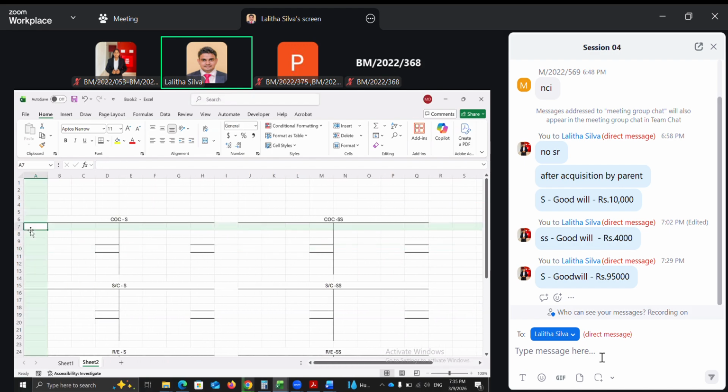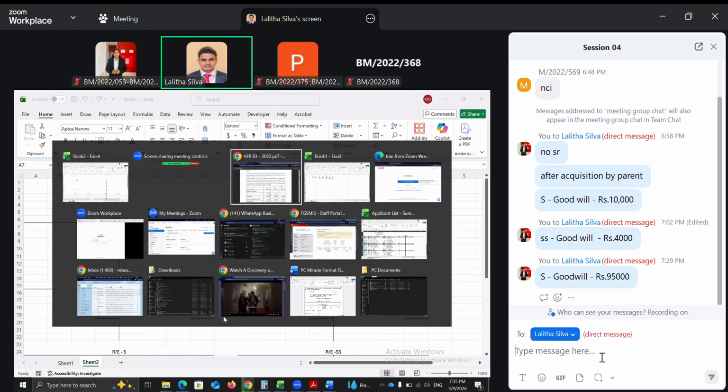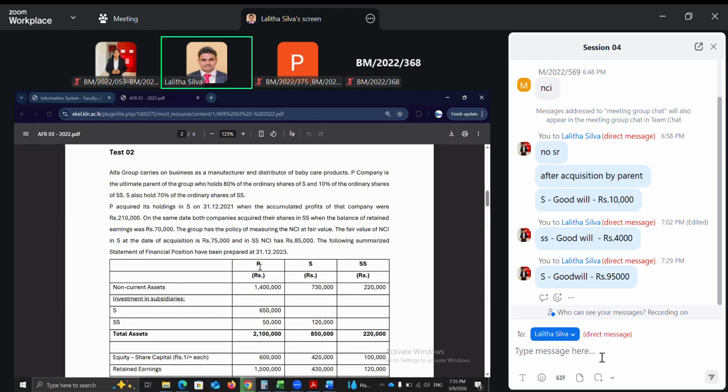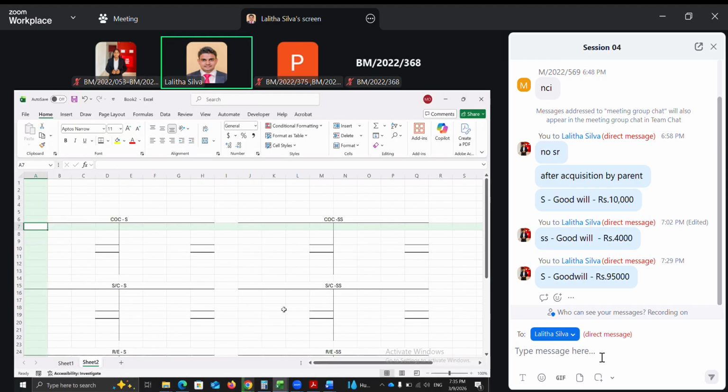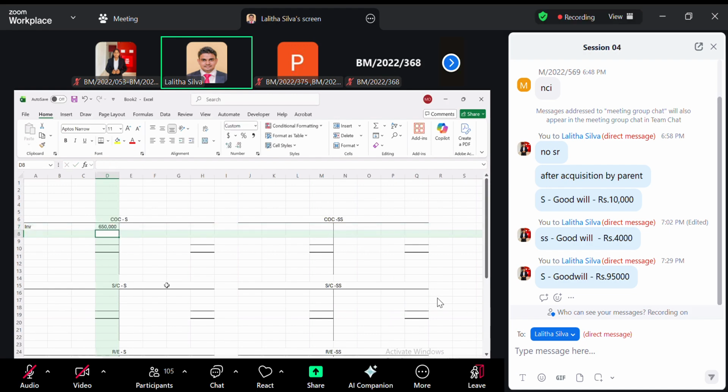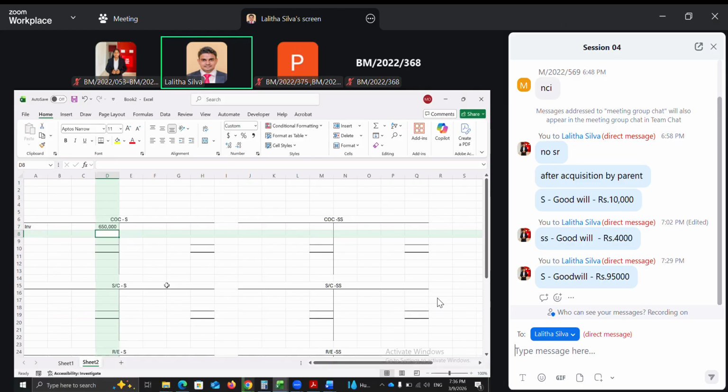Then we'll look at the investments. Investment in S. In entity S, there's only one investment made by the parent, 650,000. We'll take this 650,000 investment. As this was made by the parent, we can take the total amount.